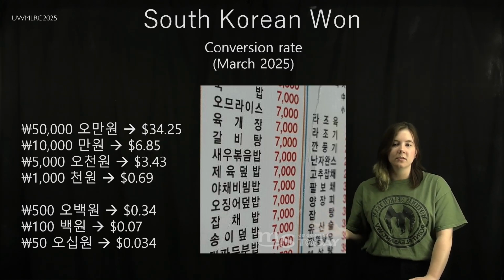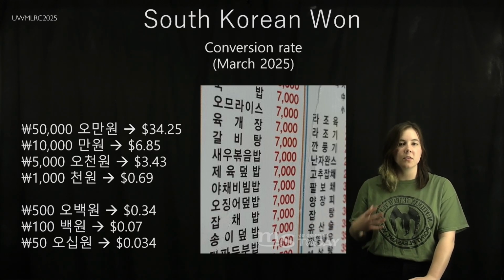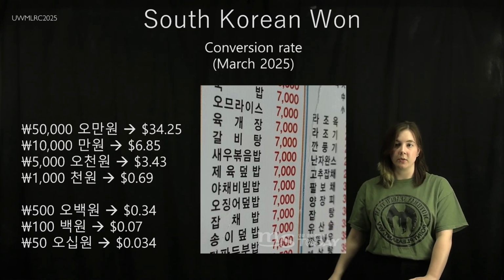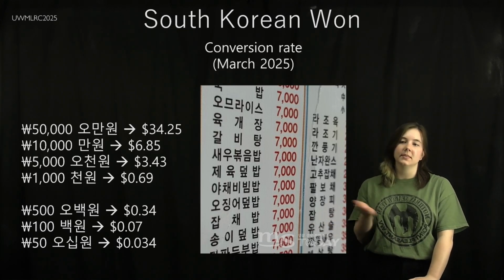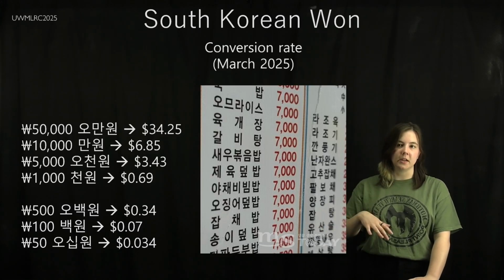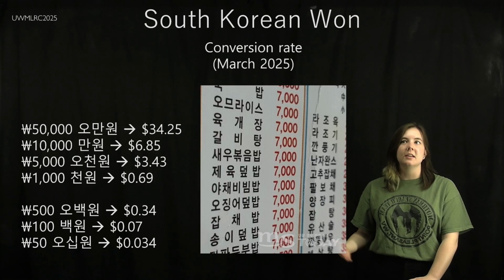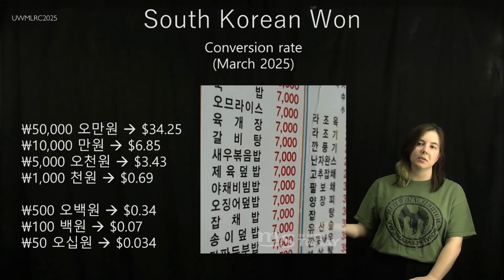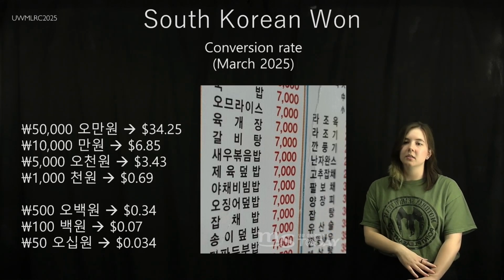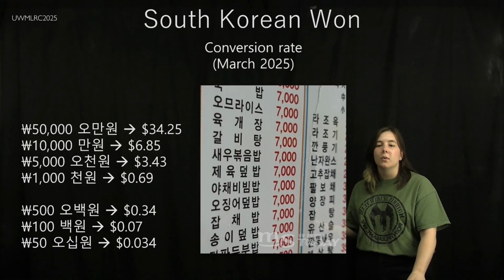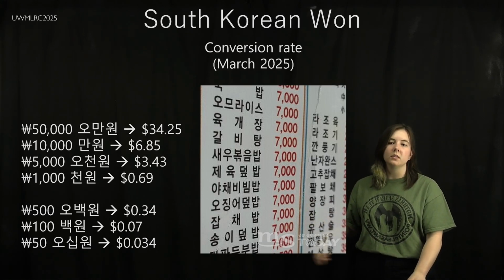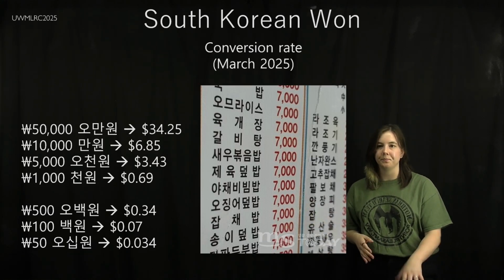So 5,000 won, about $5, even though right now the actual conversion rate is 345. 만 won, $10. 5만 won, $50, more or less. If you would not spend 10 USD on something, you probably wouldn't spend 만 won on it either. 500 won, 500. 100 won, 100. 50 won, 50.